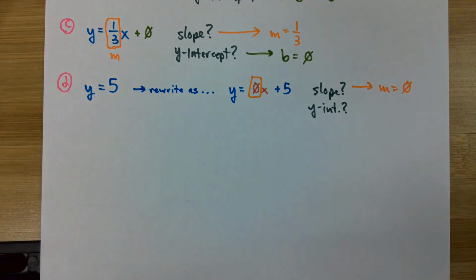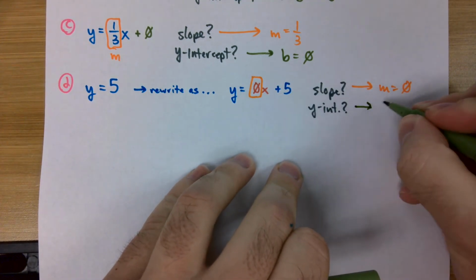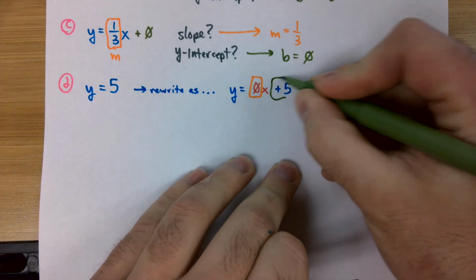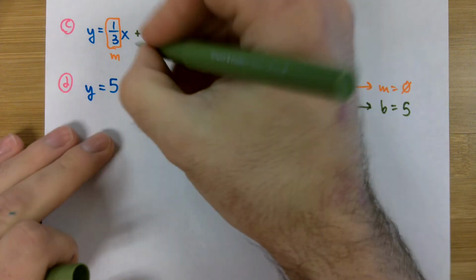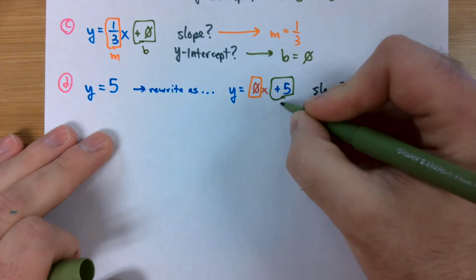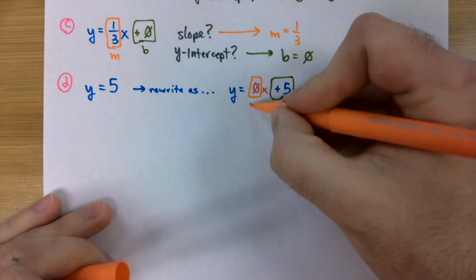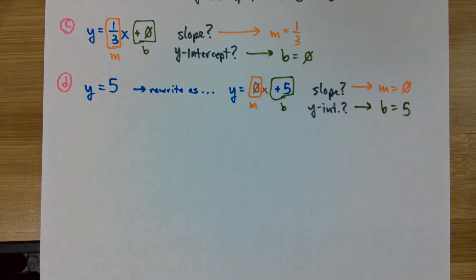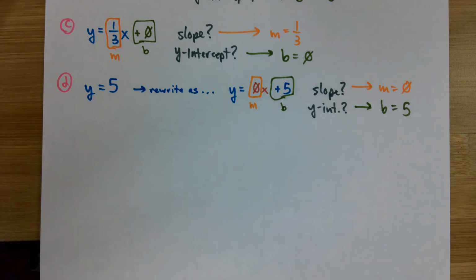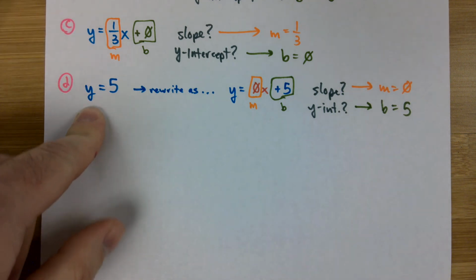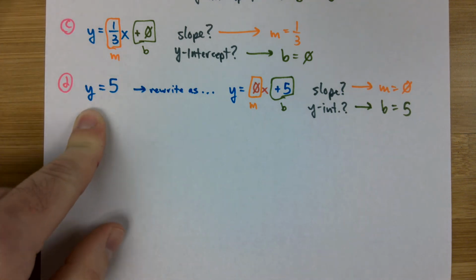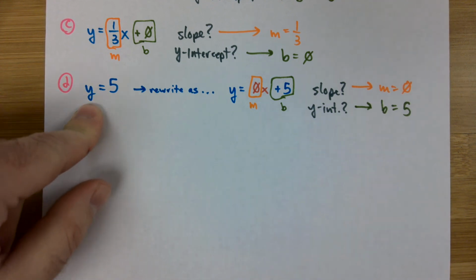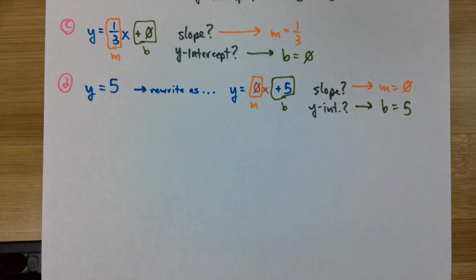And what's our y-intercept going to be? 5. Positive 5. It's right there on the end. Now, if we had x equals 5, that's a whole different story. We're not even going to talk about that right now. That's too difficult. We need a y by itself for it to be a linear equation. We need y on its own on one side of the equal sign for it to be a linear equation.